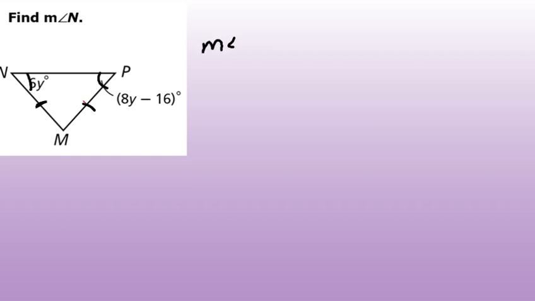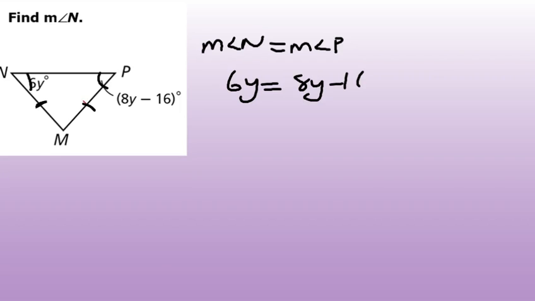The measure of angle N is going to be equal to the measure of angle P. We know that the measure of angle N is 6y, and we know that the measure of angle P is 8y minus 16. Alright. Now we're going to be solving this equation for y. First of all, I'm going to add 16 to both sides.